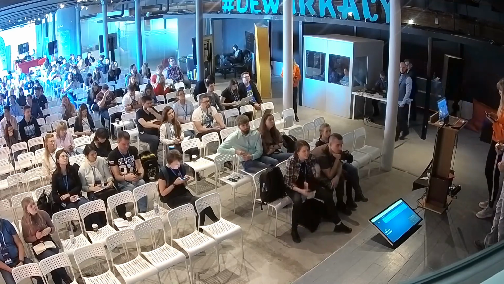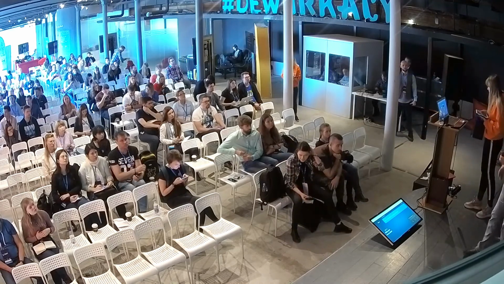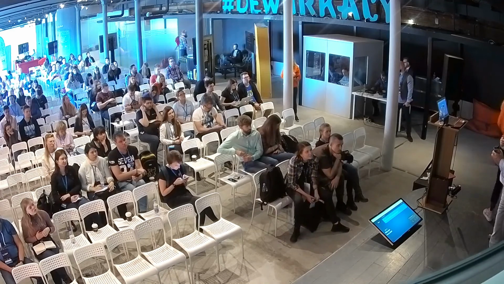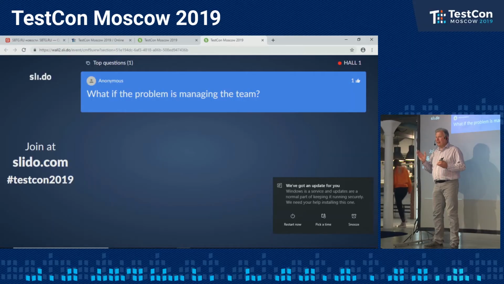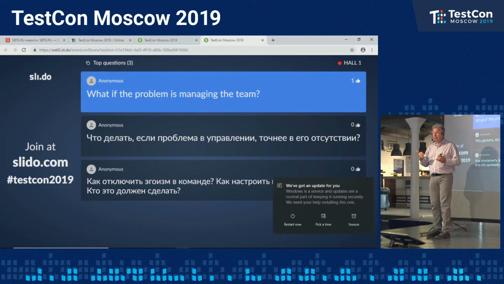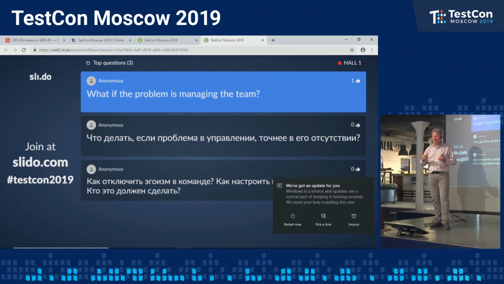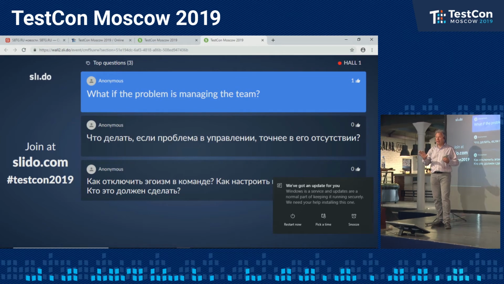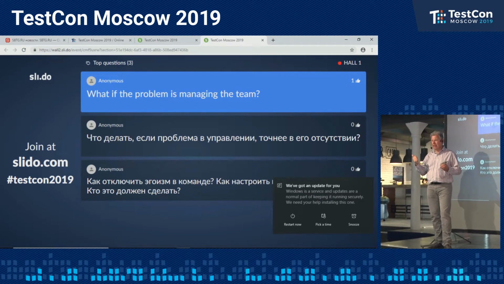Okay, that's an interesting one. What if the problem is managing the team? So what if this is the problem to quality? Well, I think if you find out this problem, this was something that, first of all, would worry the team, but it also would worry the manager. Depending on the culture that you have in your organization, if it's possible to solve it together with your manager to really create enough safety to discuss this, that would be the best way.